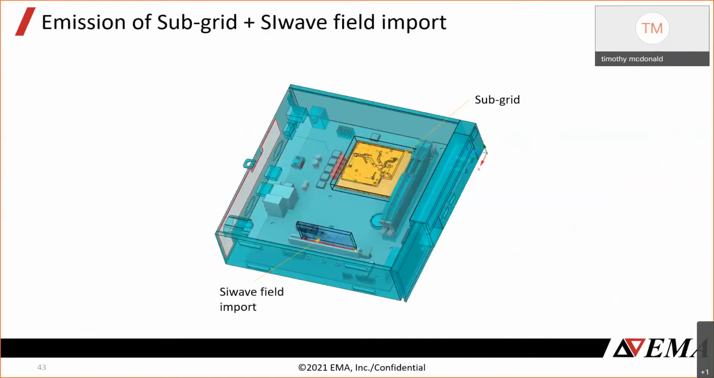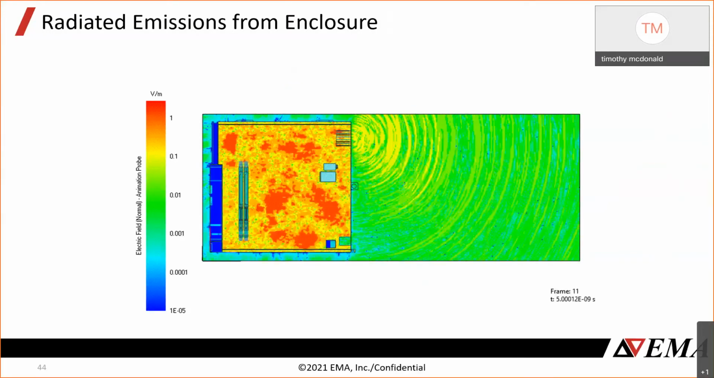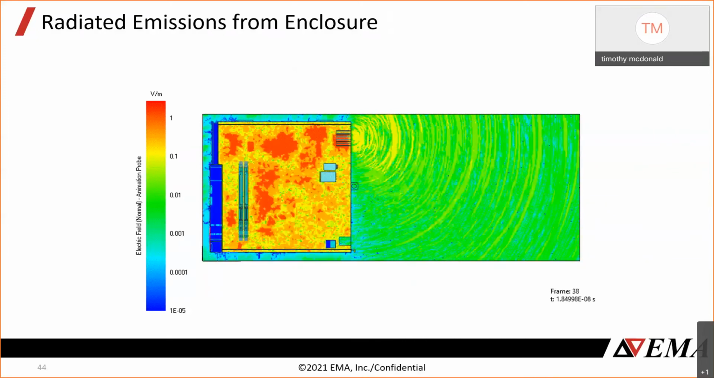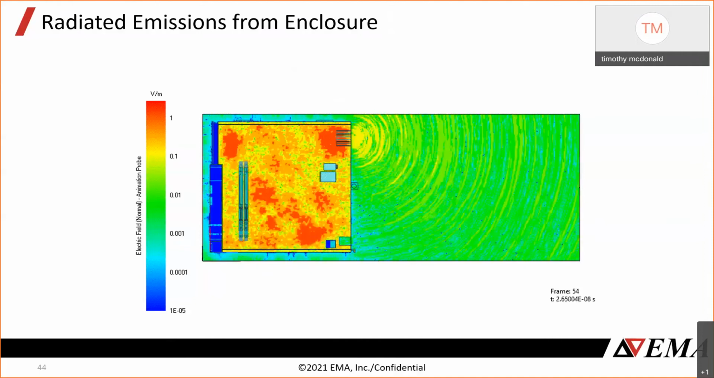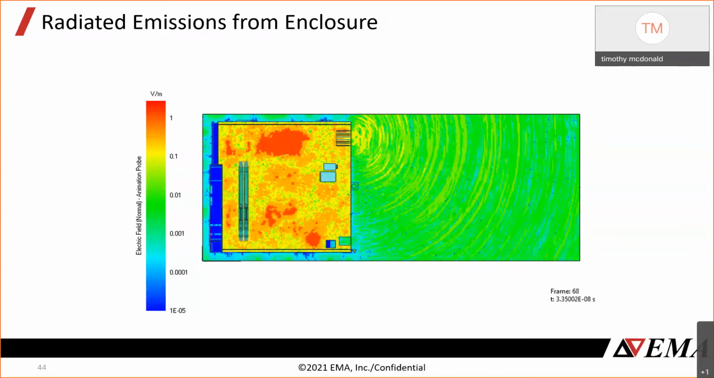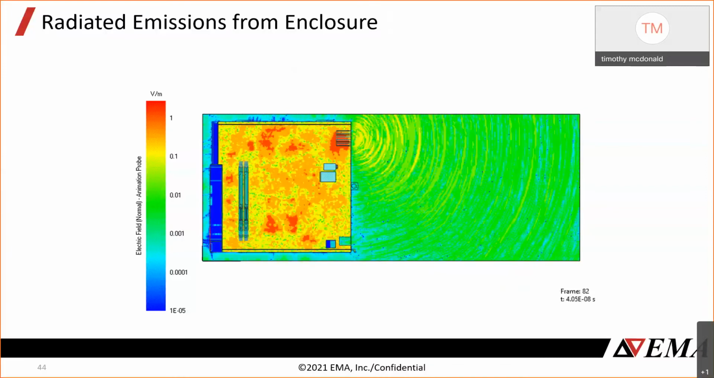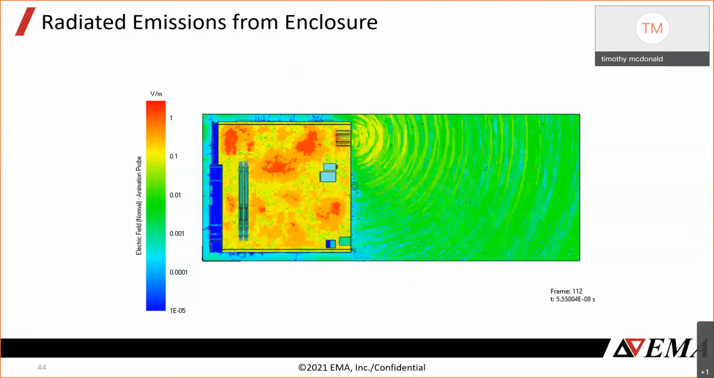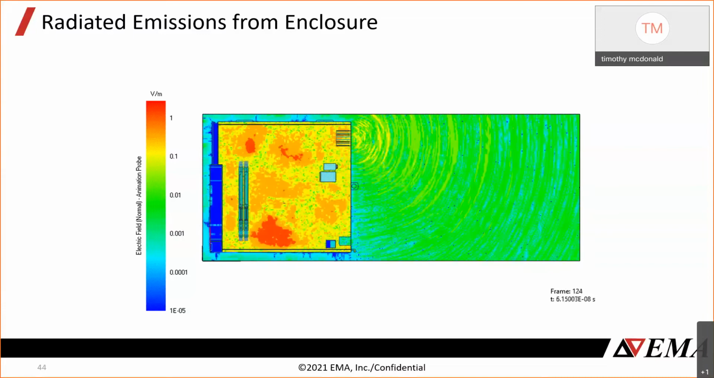And then in this particular model, we've added our SIwave field import in the DDR, in the PCI slot, and then we've added our processor as a subgrid in EMA3D, and we're able to see the combined emissions from both. So again, we're not limited to just SIwave. We can also have directly modeled PCBs in EMA3D, and we can have an arbitrary number of sources modeled in an arbitrary number of different ways. So we can have emissions, in this case, from a cable, from a directly modeled PCB, and SIwave fields.